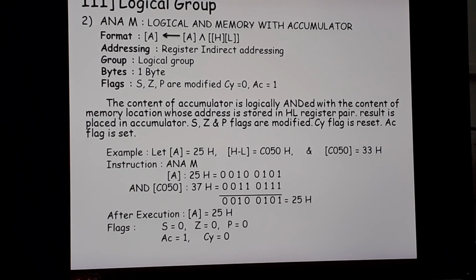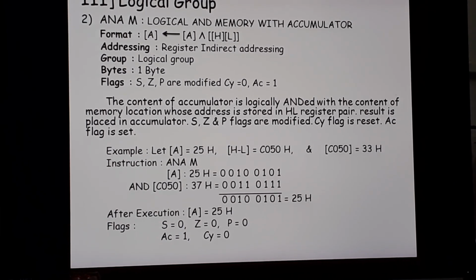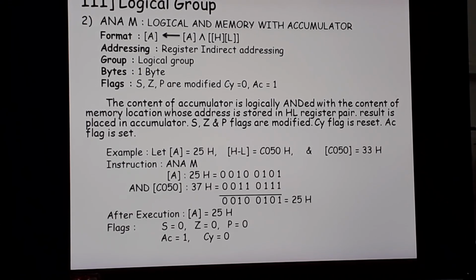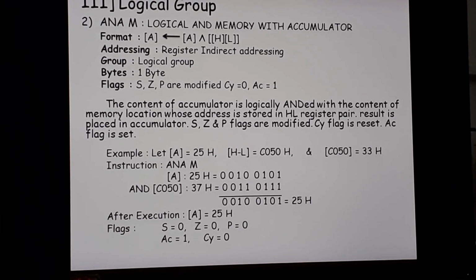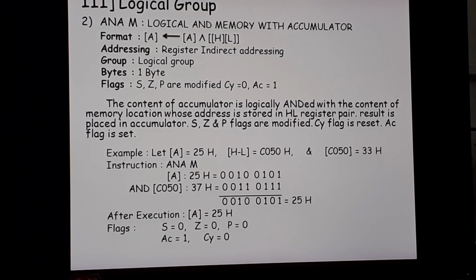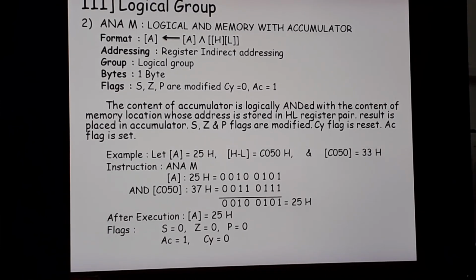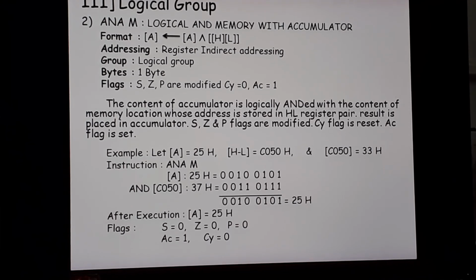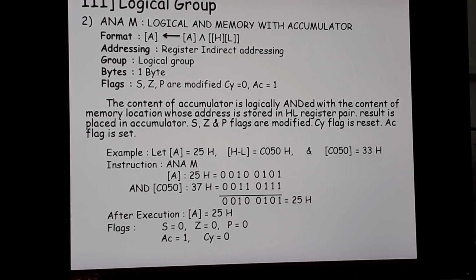Then you will write the instruction ANAM. Since there is M, you will not change it. In the previous instruction there was R, which is changeable; you can take any register for R. So ANAM. Then you will write the binary numbers for the accumulator, that is 25H in binary, and the memory data. Here I have taken 37. By mistake I have written 33H; you take it as 37 only. So the memory data, you take it as 37 instead of 33.